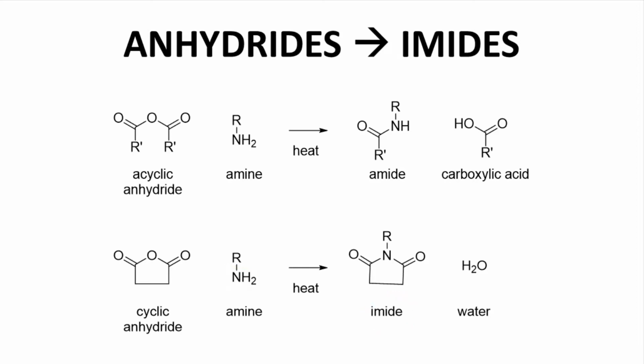An imide is the nitrogen version of an anhydride. An anhydride has 2 carbonyls attached to 1 oxygen. An imide has 2 carbonyls attached to 1 nitrogen. The experiment in this video involves formation of a cyclic imide from a cyclic anhydride.